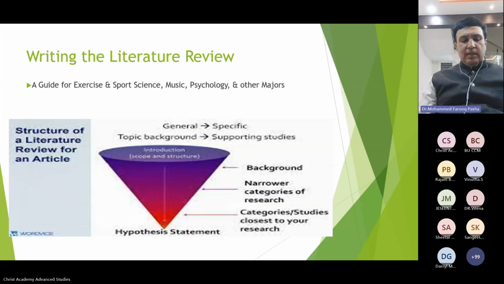Your literature review should be very precise. It should be within 20-25 pages max. Just hit the point. What is the background? What has been done? How has it been done? What are the problems? How to rectify them, what you are doing? This is how the literature review goes.